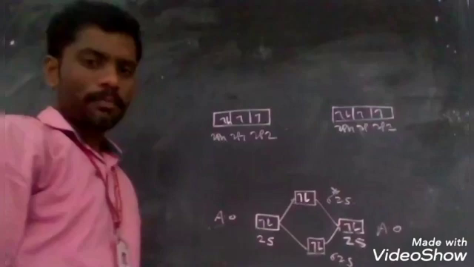So the molecular orbital energy level diagram of oxygen molecule indicates that there are 2 unpaired electrons present, and that's why the oxygen molecule is paramagnetic in nature. Why is the oxygen molecule paramagnetic? Because the molecular orbital energy level diagram of oxygen molecule contains 2 single electrons. That's why it is paramagnetic in nature.